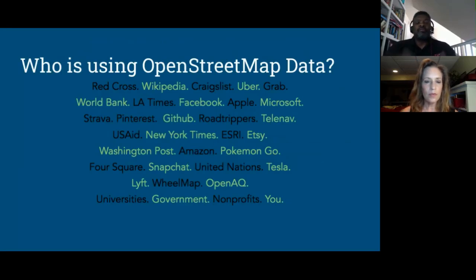So who is using OpenStreetMap data? You have groups like the Red Cross, who are really big users and consumers of OpenStreetMap data. They're also some of the biggest project managers. They create a lot of projects on sites like HOT OSM, Wikipedia. Facebook has developed several apps, if you will, that use OpenStreetMap data and help them in their particular programs, including Instagram.